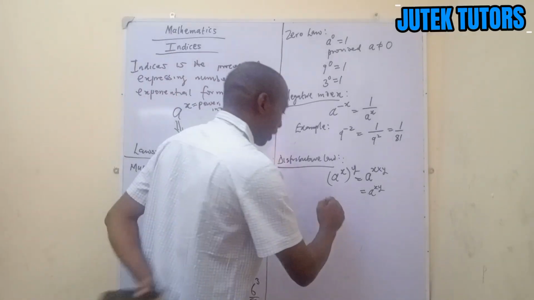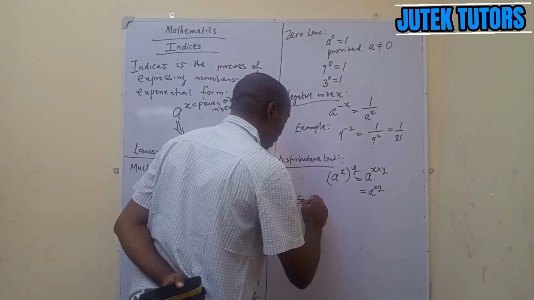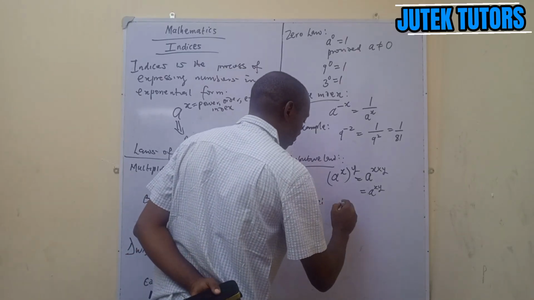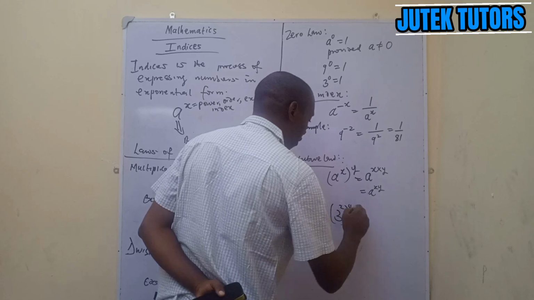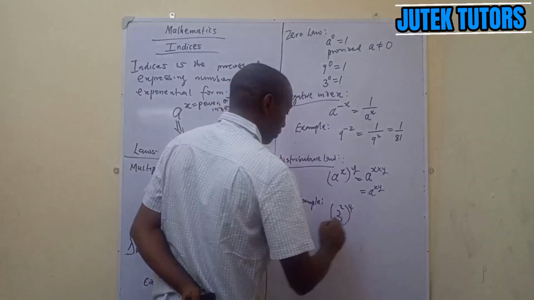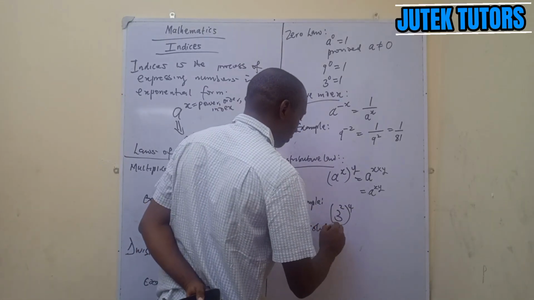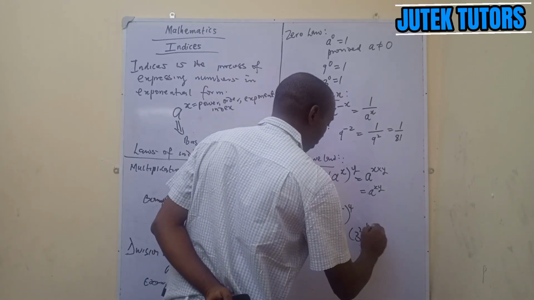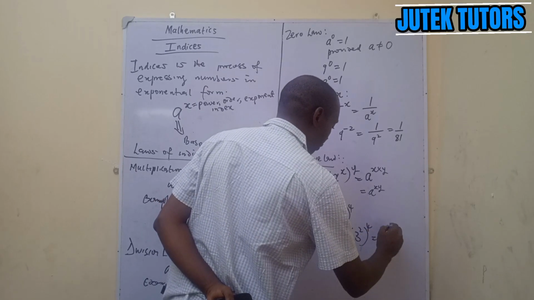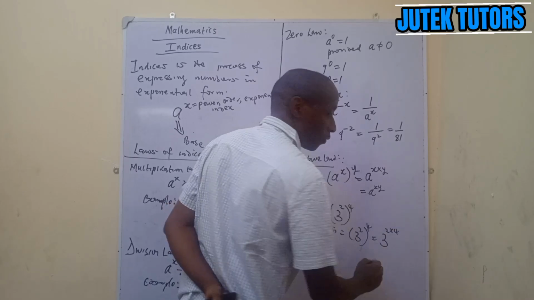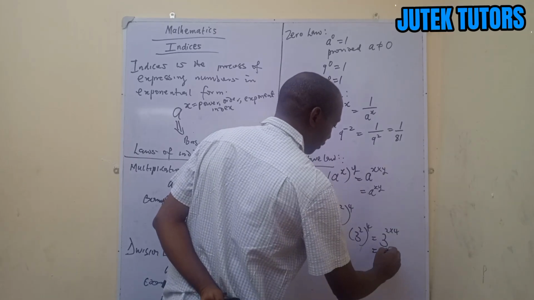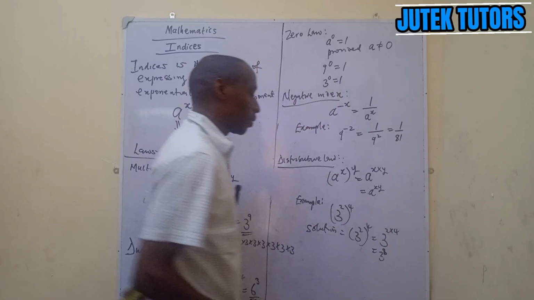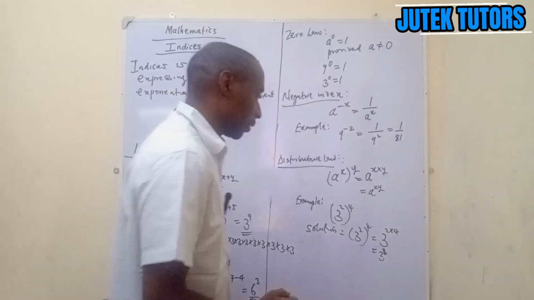So let's look at an example. If you have something like 3 raised to the power 2, raised to the power 4, the solution to this problem is that 3 raised to the power 2 raised to the power 4 is equal to 3 raised to the power 2 multiplied by 4. So it gives us 3 raised to the power 8.